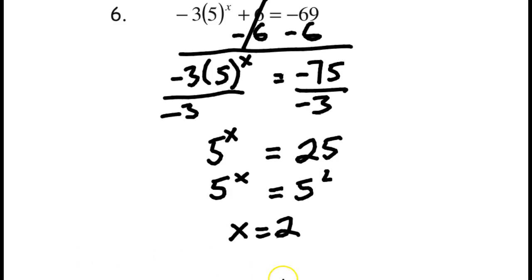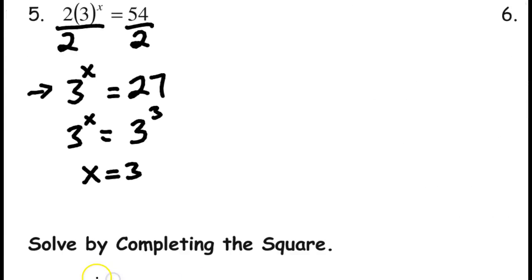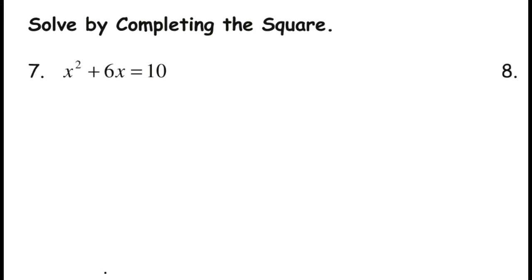All right, let's do a few more. Number 7. Oh, completing the square. Okay, so we're going to switch to quadratics. All right, so completing the square. Now this actually involves two parts. Okay, first, you're going to get into vertex form. Then you're going to solve the vertex form by taking the square root of both sides. So it's actually a little lengthy process. Let me show you on Desmos.